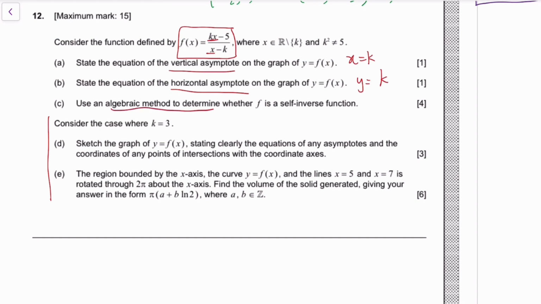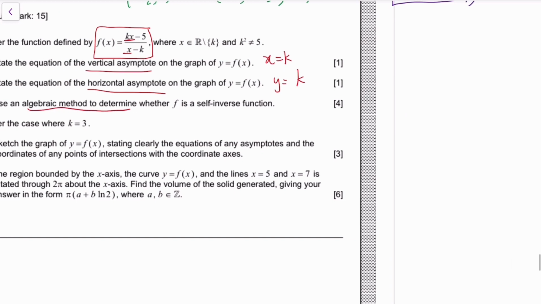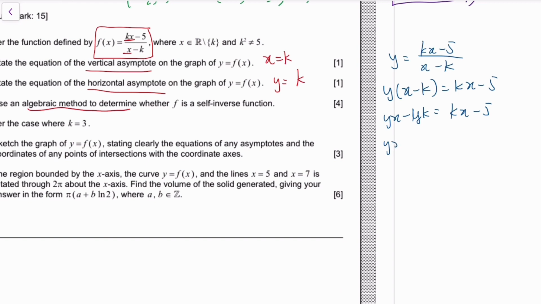Algebraically determine if f is self-inverse. Self-inverse simply means if you find the inverse, it happens to be the original function itself. So let's do that. I will swap x and y at the end, but you can do that in the beginning. Since I'm swapping at the end, I'm making x the subject right now, but if you have swapped from the beginning, you'll be making y the subject.